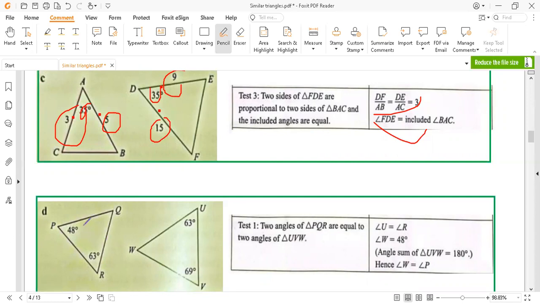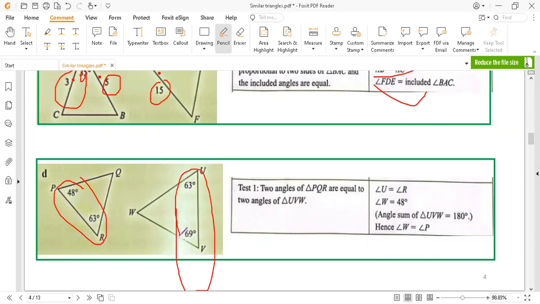So it is sufficient to say that two pairs of angles are equal in the two triangles. Why? Because if two angles from here are equal to two angles from here, the remaining angle is naturally equal, because we know that the sum of the angles inside each triangle is 180. So the remaining angle here is equal to the remaining angle of the other triangle.